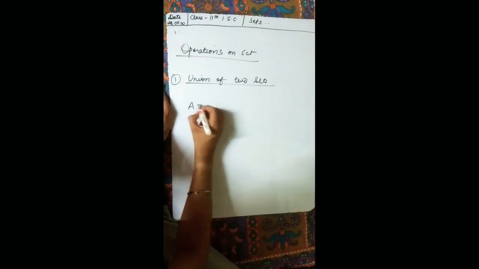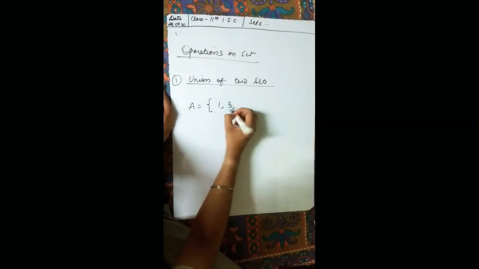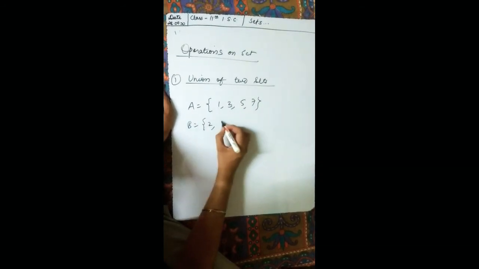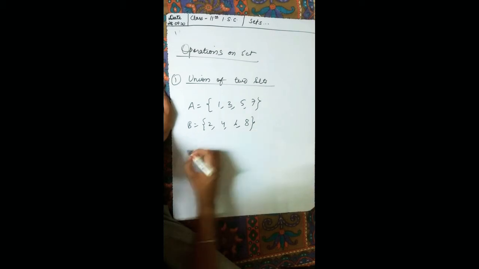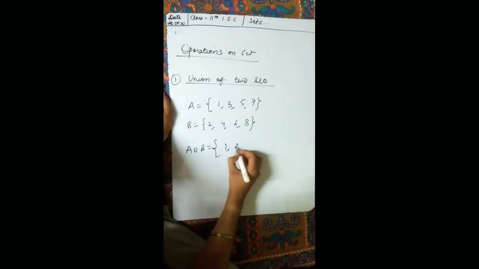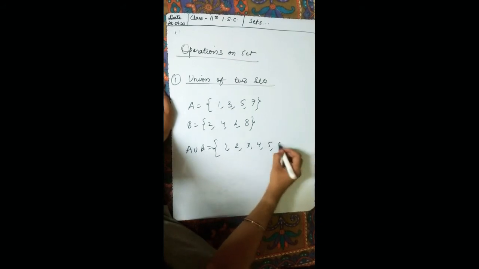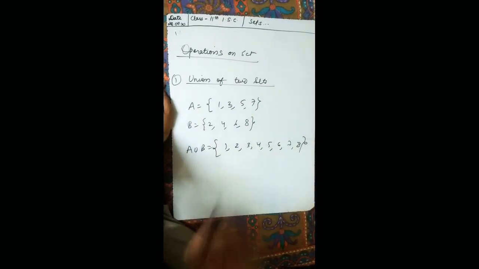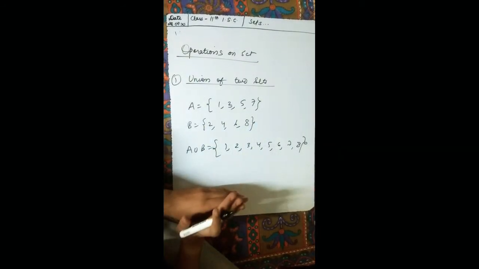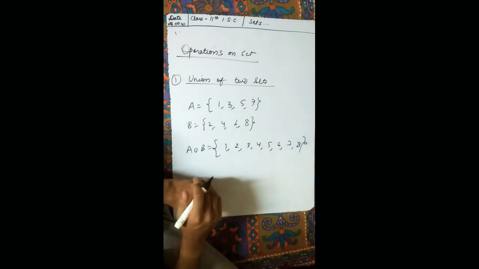How can we understand union of two sets? Say for example, if you have set A as 1, 3, 5, 7 and set B as 2, 4, 6, 8, what can be A union B? It will be 1, 2, 3, 4, 5, 6, 7 and 8. Union means we combine the two sets. That is called the union of sets.